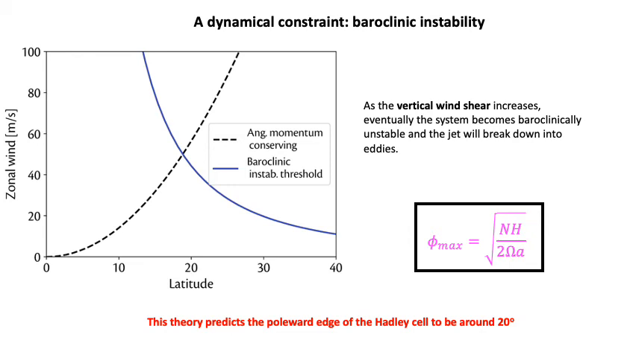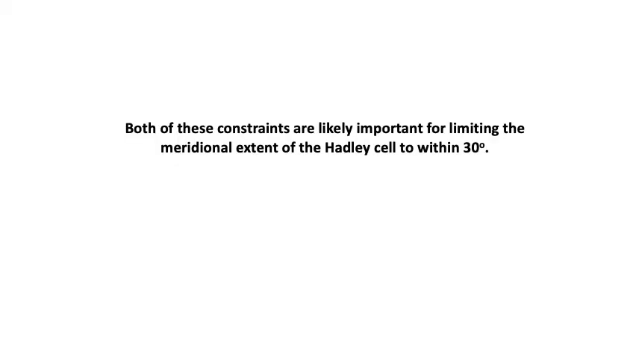So the key thing is, at the end of the day, which is right? It's not really to say that either one is right or wrong. Both constraints are probably important. The key thing to take away is that these both would put strong constraints on a Hadley cell extending any farther than something like 30 degrees north.